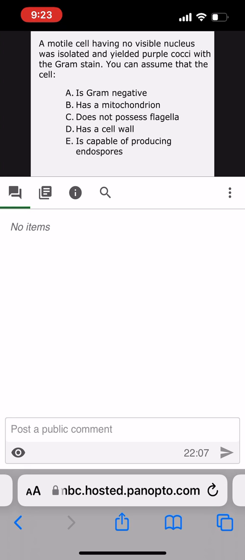So, if you answered it is gram-negative, you're correct. If you said it has a mitochondrion, why would it not have a mitochondrion? So it can't have a mitochondria, right? Why should it not have a mitochondria? Right, so it's prokaryotic because it doesn't have a nucleus, so it doesn't have a mitochondria, exactly. Would it produce flagella or not? The answer is basically in the question here. Does it possess flagella? Yes, it's motile, so it has to have flagella. It has a cell wall.